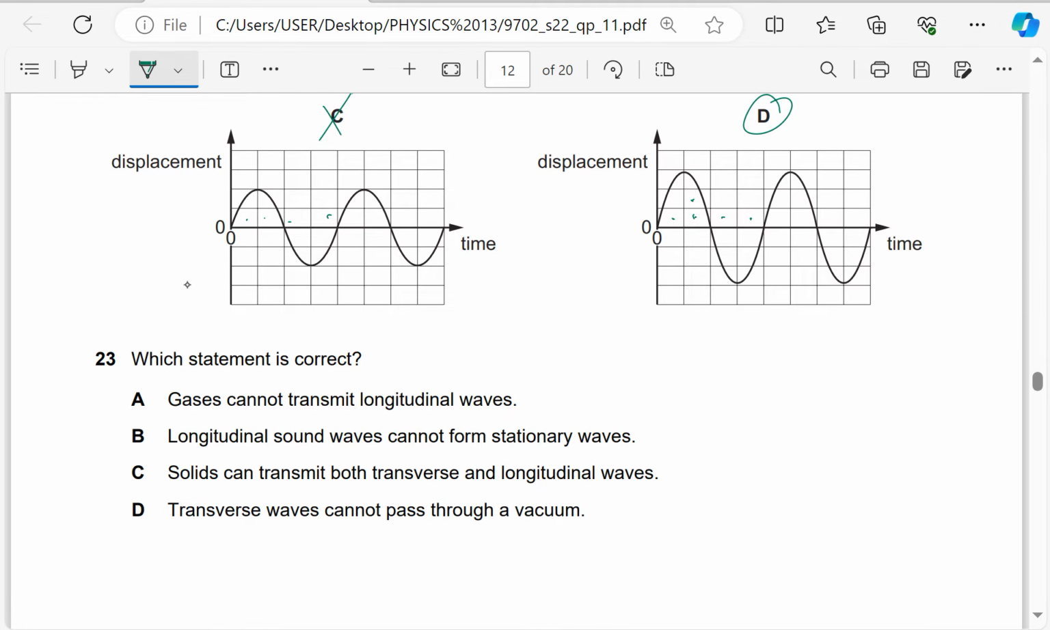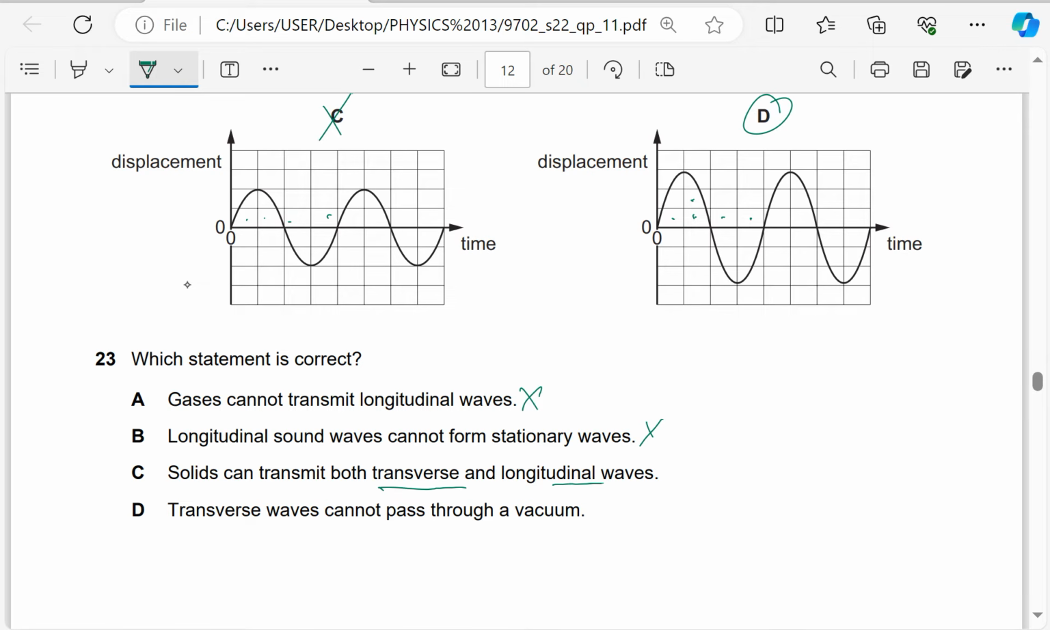Which statement is correct? Gases cannot transmit longitudinal waves. Of course, sound can travel through air, so that statement is not correct. Longitudinal sound waves cannot form stationary waves. That's not true. We can hear sound in a pipe. Those are stationary waves. Solids can transmit both transverse and longitudinal waves.